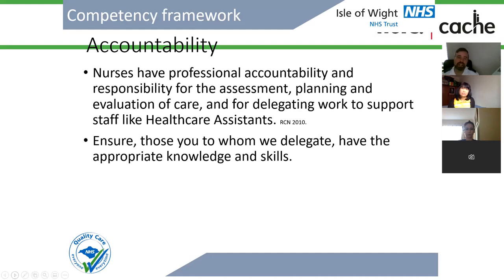So accountability. Nurses have professional accountability and responsibility for the assessment, planning, and evaluation of care. And again, as assistant practitioners, you have exactly the same. You need to ensure those that you delegate to have the appropriate skills and knowledge. So if you are going to come up with a nursing intervention, or something outside the ordinary, you need to make sure that your team understands the care plan and that they can deliver it.